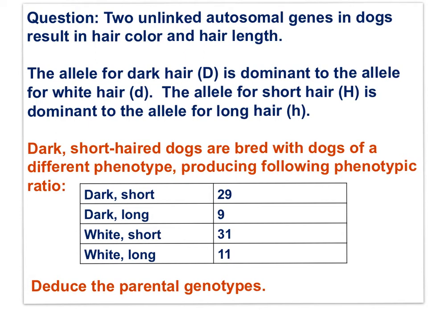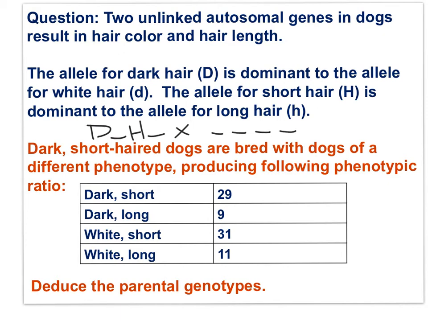It's a challenging question. 2 unlinked autosomal genes in dogs result in hair color and hair length. The allele for dark hair is dominant to the allele for white hair. The allele for short hair is dominant to the allele for long hair. Dark, short-haired dogs, okay, let's just write what we know. Dark, short-haired dogs are bred with dogs of a different phenotype, producing the following phenotypic ratio. We can see that here. And your job is to deduce the parental genotypes. Again, just to finish this out, to deduce the genotypes of both parents.